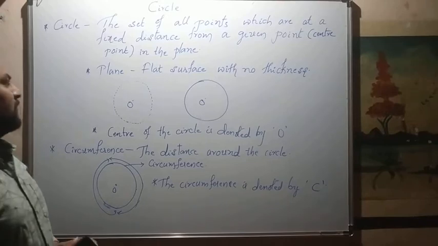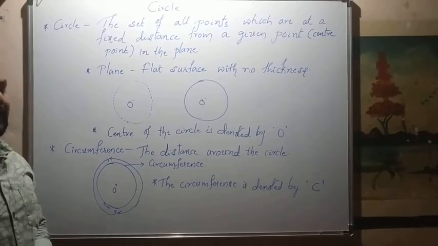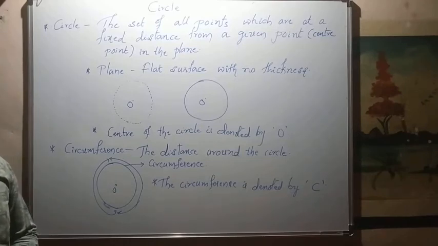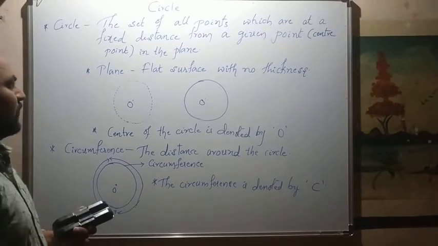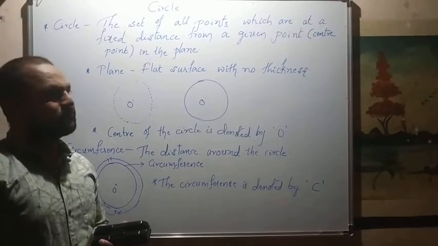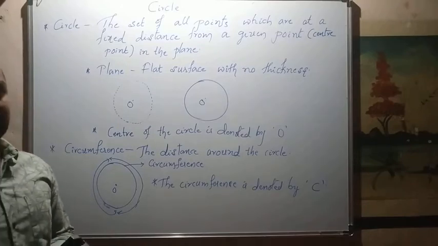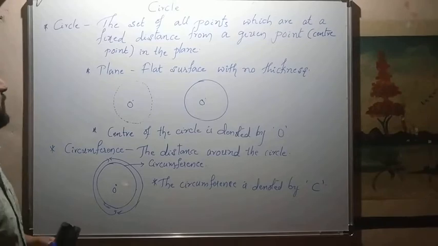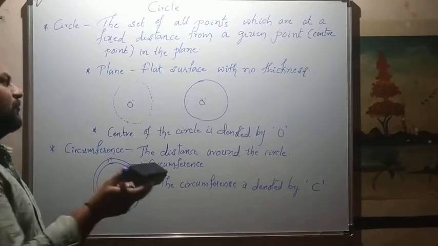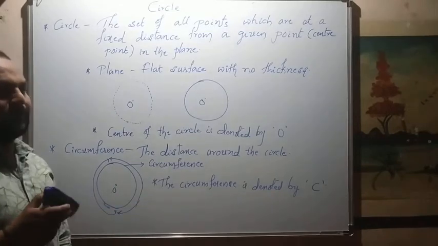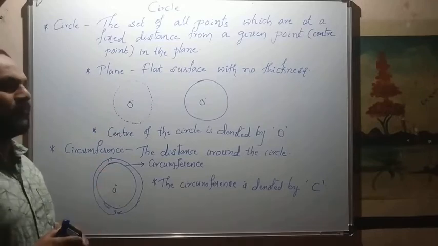Good morning, students. In that chapter, you already know about the types of shapes. In that, another type is the circle. You have learned about a circle in previous classes, in 6th class: what is a circle, and the parts of a circle. Today we are going to recall the important points of a circle.